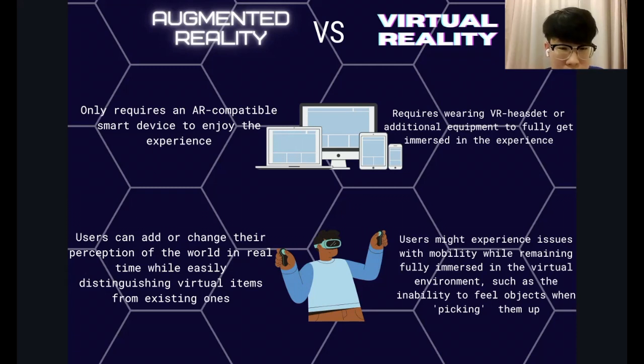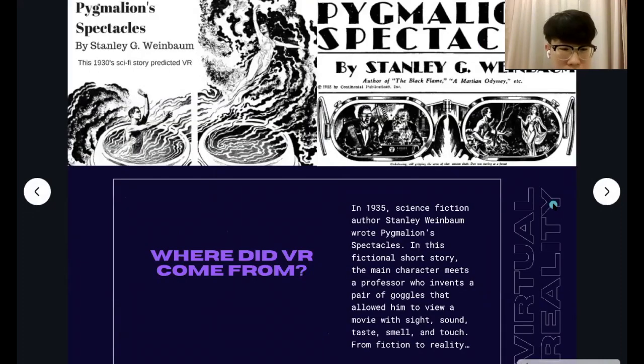So in terms of experience, augmented reality shows that the user can add or change their perception of the world in real time, while easily distinguishing virtual items from existing ones. But for virtual reality, the user might experience an issue with mobility while remaining fully immersed in the virtual world, such as an inability to feel the object when picking it up.